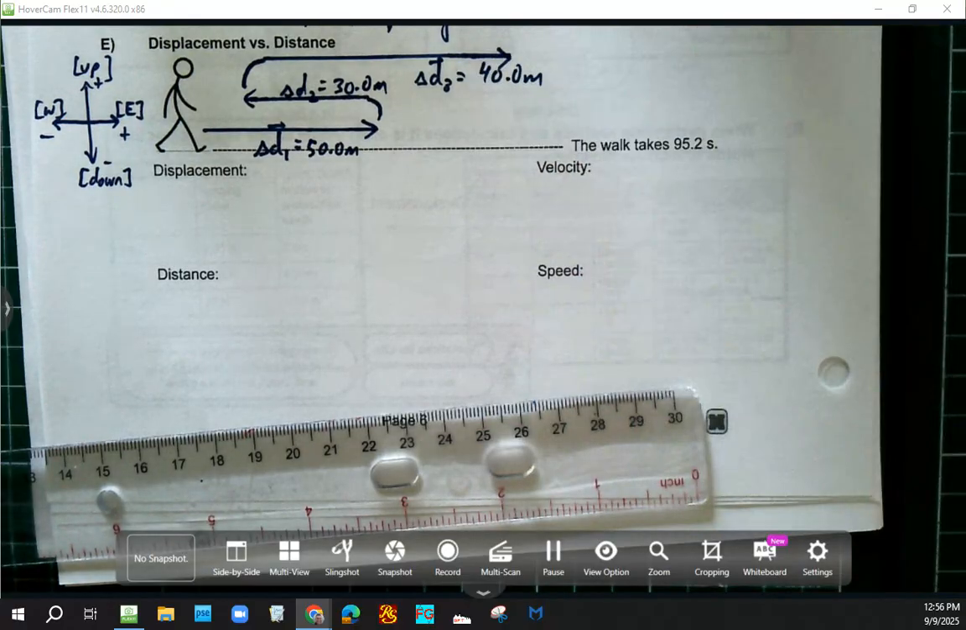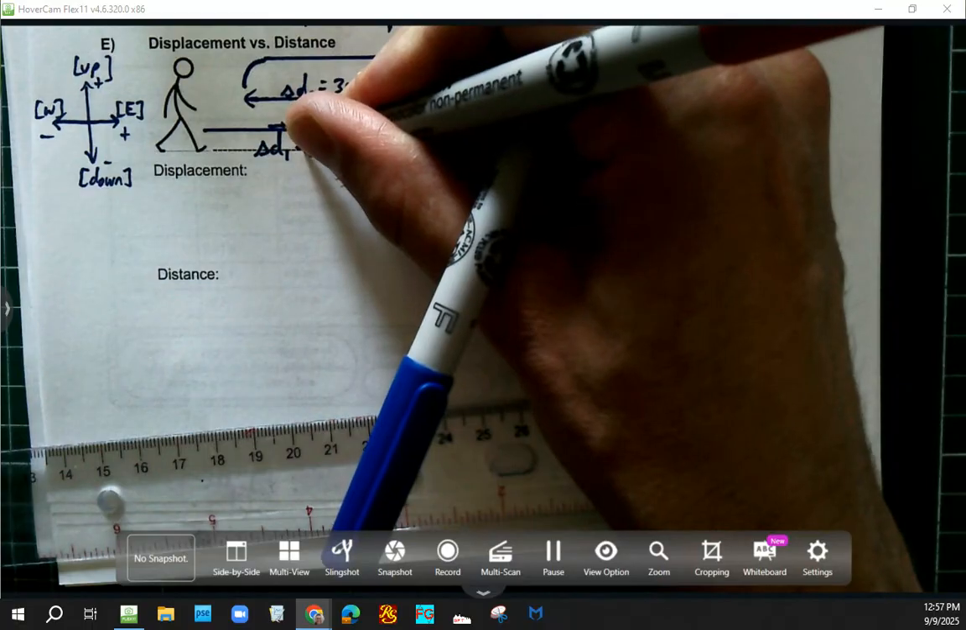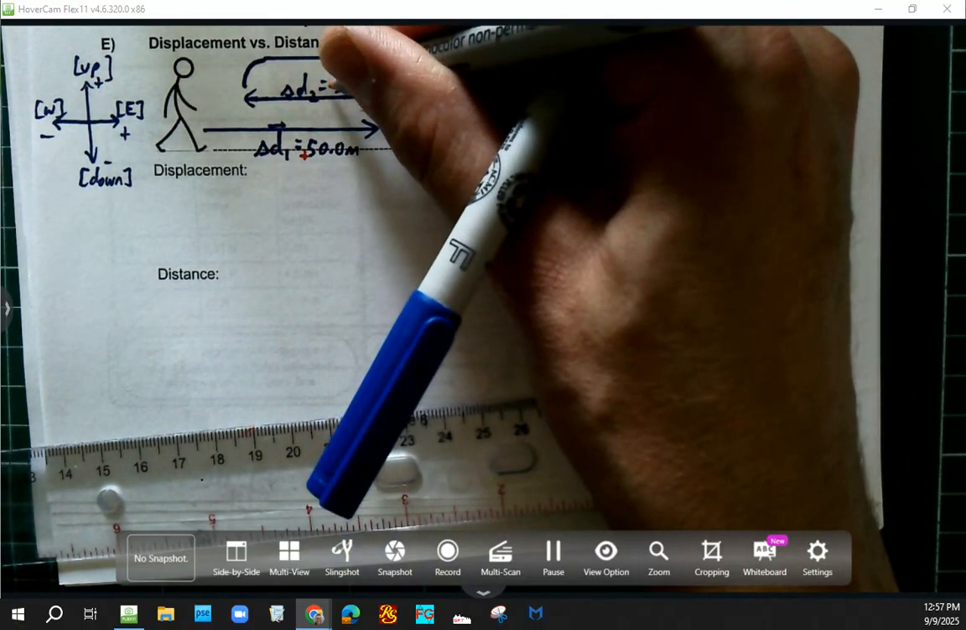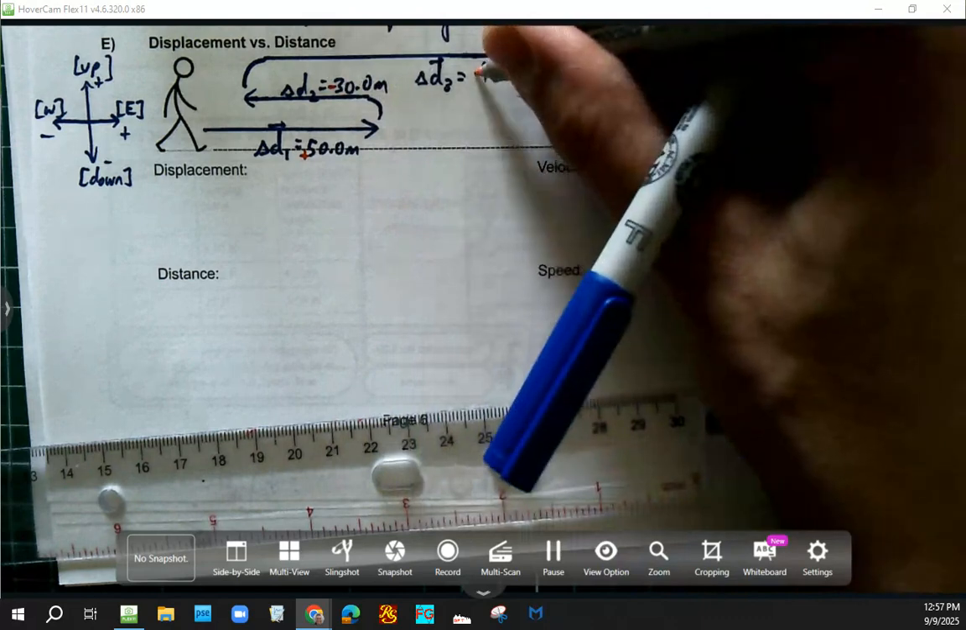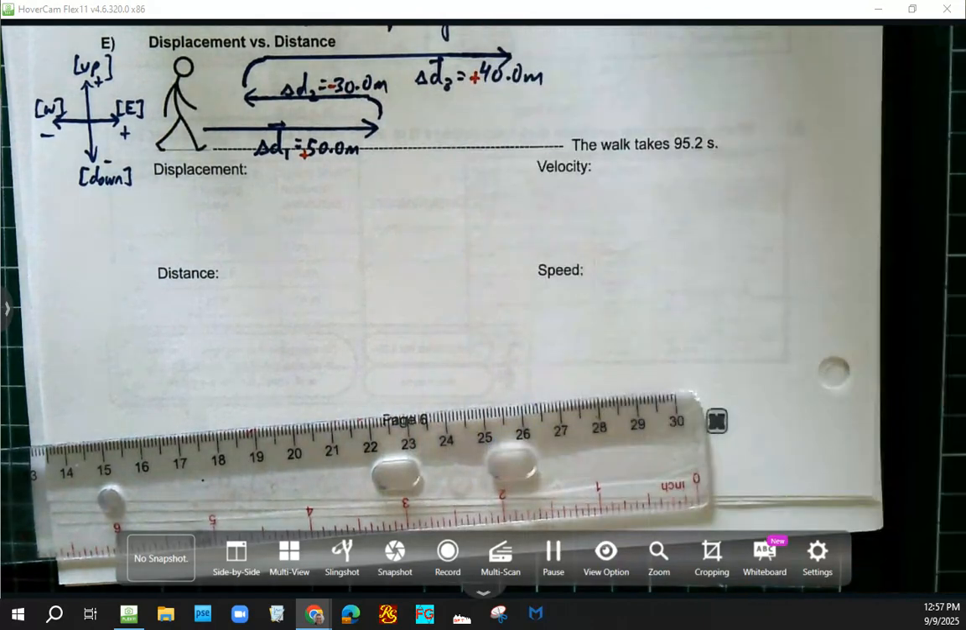Now, as I look at this, I think to myself, wait a minute. Yeah, the 50 meters was east, so that's positive. The 30 meters was west, maybe that should be negative. The 40 meters was positive. I'm adding these positive and negative signs in red just to remind ourselves. The diagram actually tells us which direction is positive and negative, so we don't really have to add them on right now. But if I'm using this as a list of givens, then it makes sense that I would add the positives and negatives.